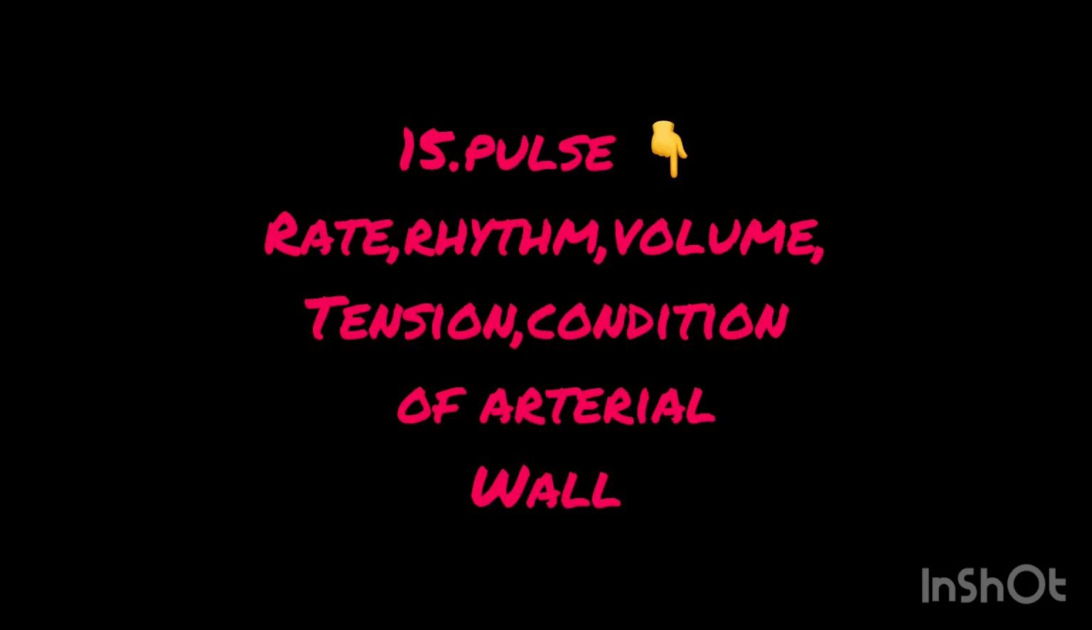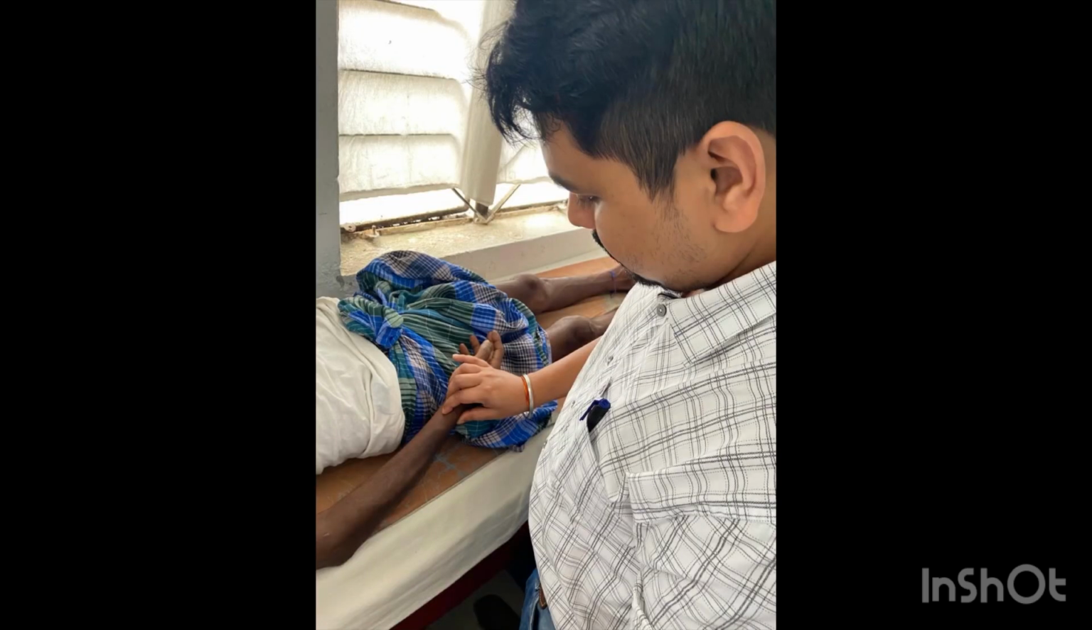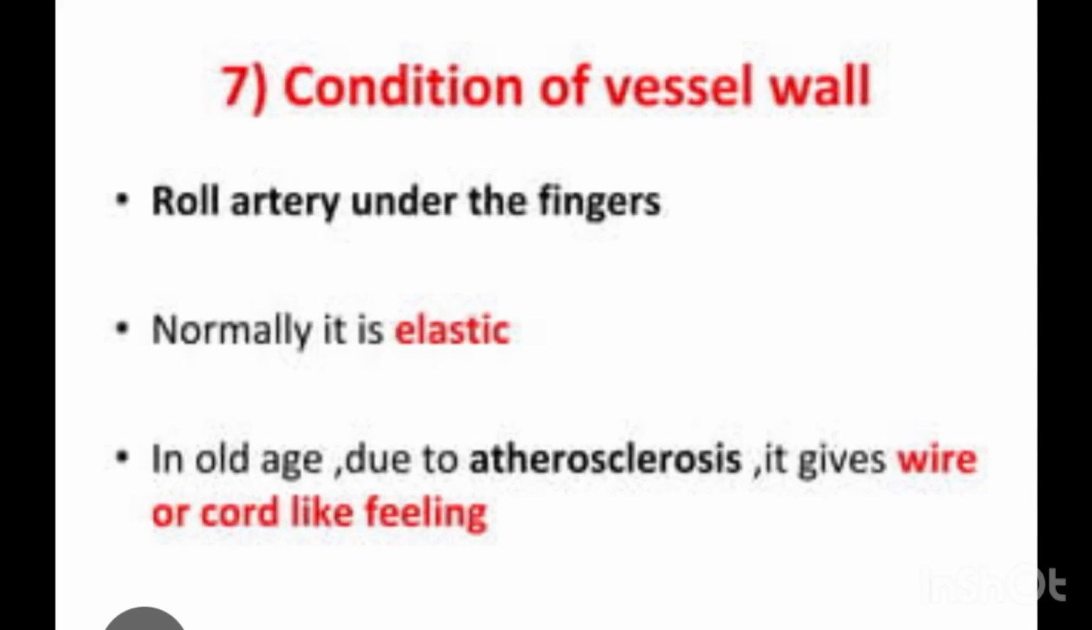Then we check for pulse, where rate, whether it is tachycardia or bradycardia, then rhythm, whether regular or irregular, then volume, whether it is normovolumic, hypo or hypervolumic, then tension, where the pressure required to obliterate the pulse wave. Okay, so you can see I am palpating the radial pulse here. And also we check condition of vessel wall. In old age, in atherosclerosis, it gives wire-like feeling.